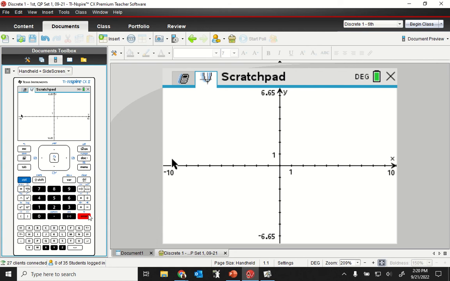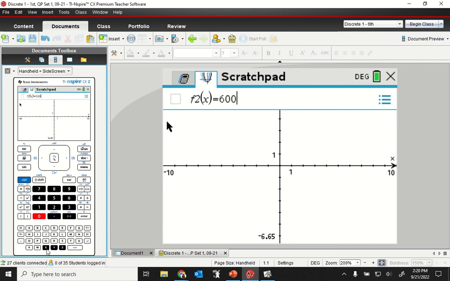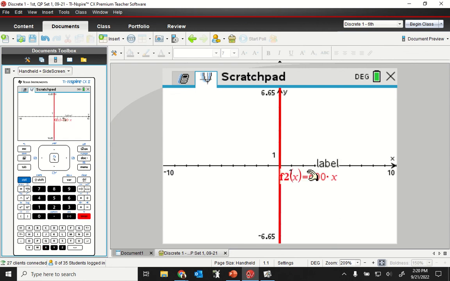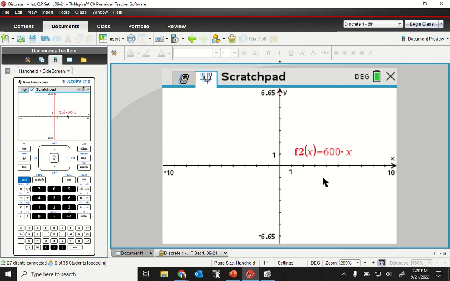Yeah, I'm zoomed in too much, right? My initial cost is $500,000, but my graph only goes to 6. That's not going to work out for me, is it? So I'm going to show you a couple things to change your window. And now let's tab to enter my second one, 600x. Hit enter. Alright, I have the second one on here now.